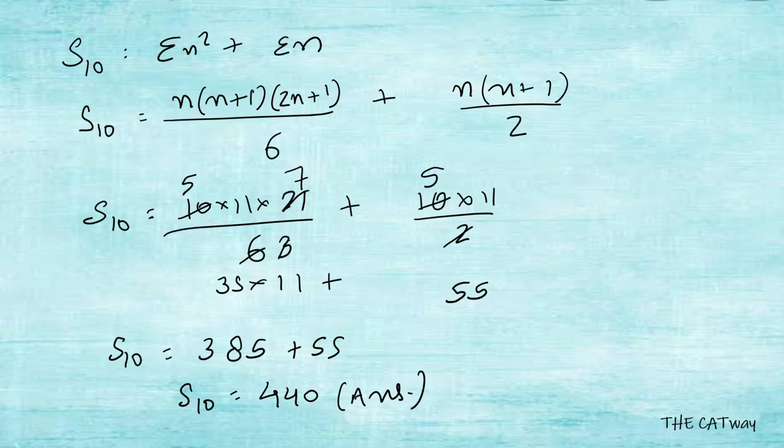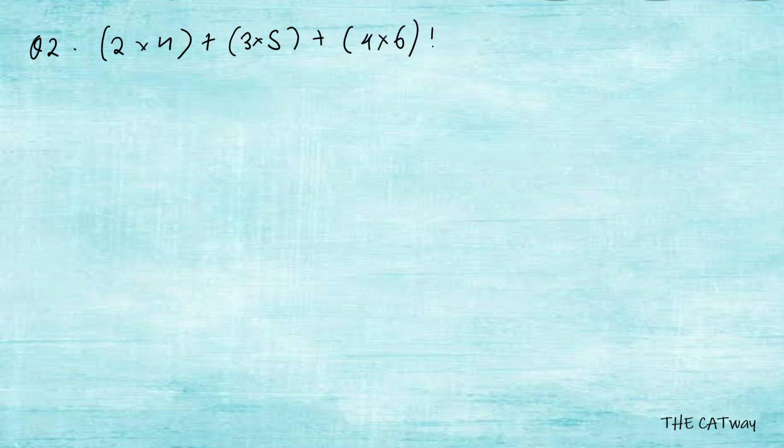If not, we'll solve one more question to get a better understanding of it. So let's move to the next question. Question number 2 would be 2 into 4 plus 3 into 5 plus 4 into 6 and so on up till 10 terms. So let's find it out.